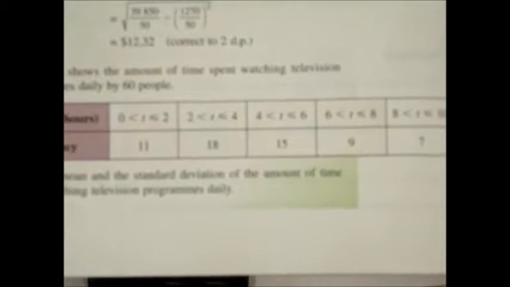It shows the amount of time spent watching television program daily by 60 people. Now, the problem is there are 11 people using a time from 0 to 2, 18 people spending 2 to 4 hours, whereas 15 people are spending 4 to 6 hours, 9 from 6 to 8, and 7 from 8 to 10. But what exactly is the amount of time spent by these 11 people, 18, 15, 9, and 7? We wouldn't know. So, this is what I call a range value.